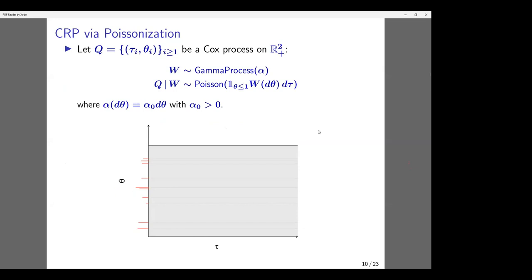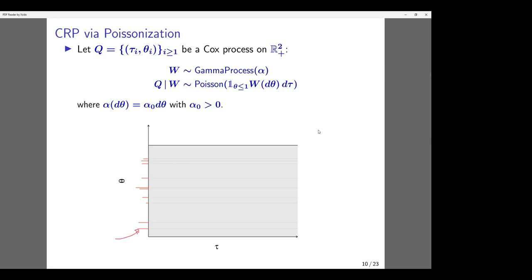Okay, so now, before presenting the proposed model, I'm going to explain how we can recover the one parameter Chinese restaurant process using a quite complicated hierarchical construction, and I will show how this complicated hierarchical construction can now be extended to have a model with different types of properties. So I'm taking W here to be a gamma process with base measure alpha, where alpha is just taken to be the Lebesgue measure times alpha zero, where alpha zero is a positive parameter.